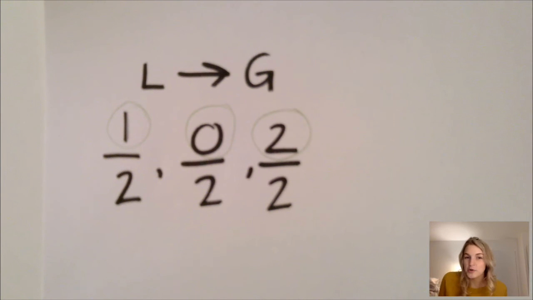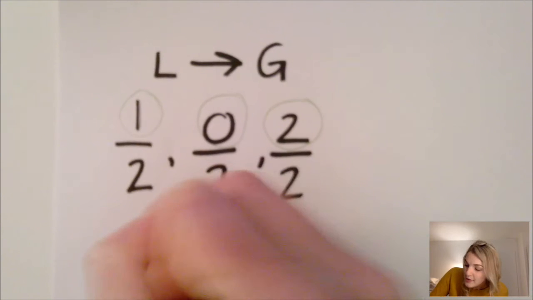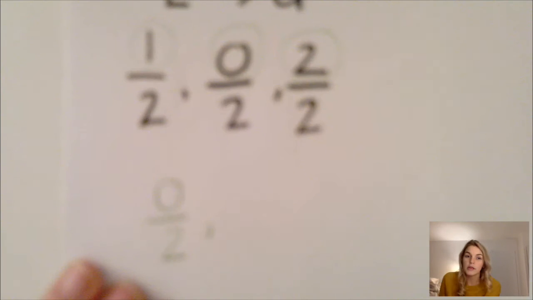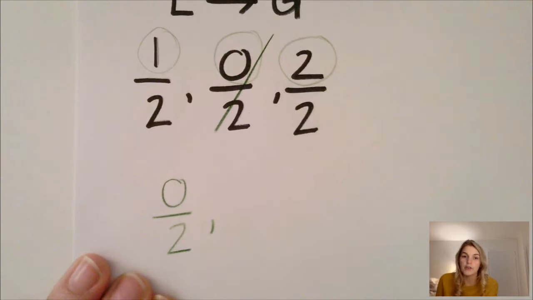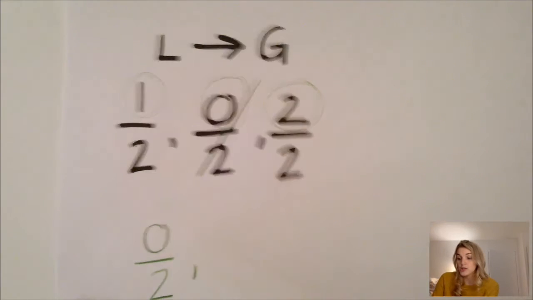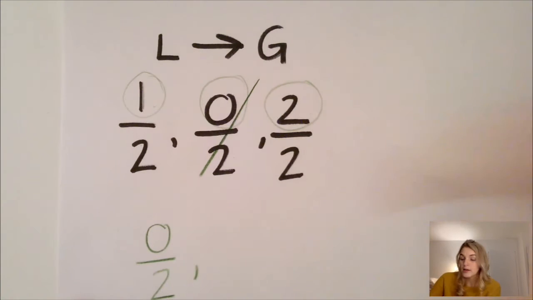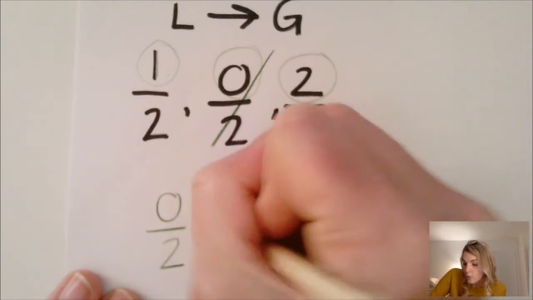So let's find the least one first. Well, 0 is the smallest number. So that must mean that 0 halves, also known as 0, would be our smallest fraction. That would be the least. So I'm going to cross that one off because we've used it. Now, I'm looking at my other two options. I see 1/2 and 2 halves. Well, I know that the next smallest number, or the next one that should come in line, is 1, because I had 0, and now I'm going to have 1 in my numerator. So next, I would have 1/2.